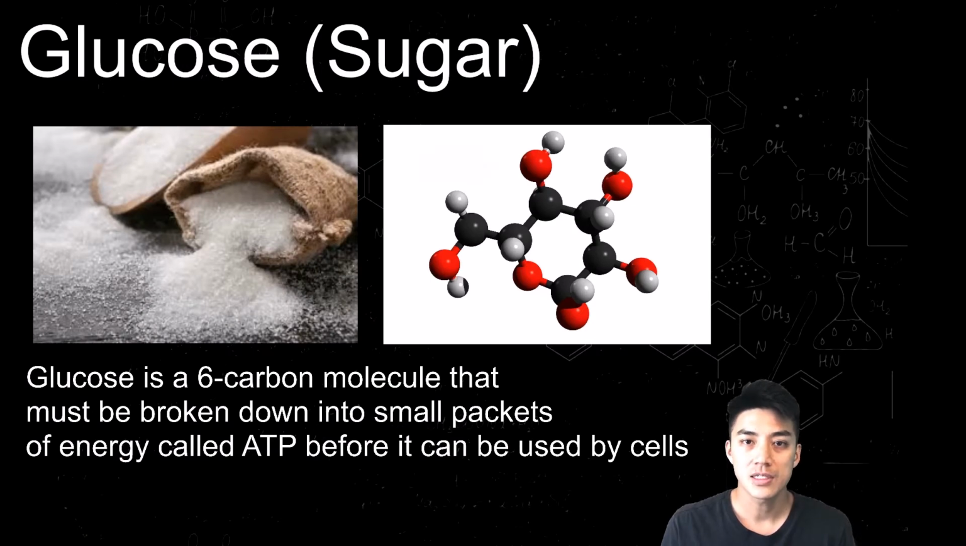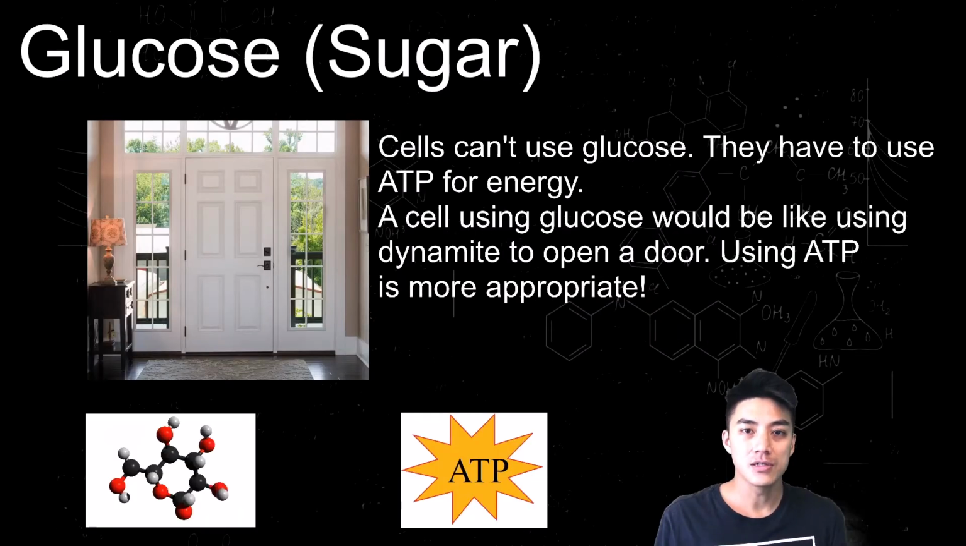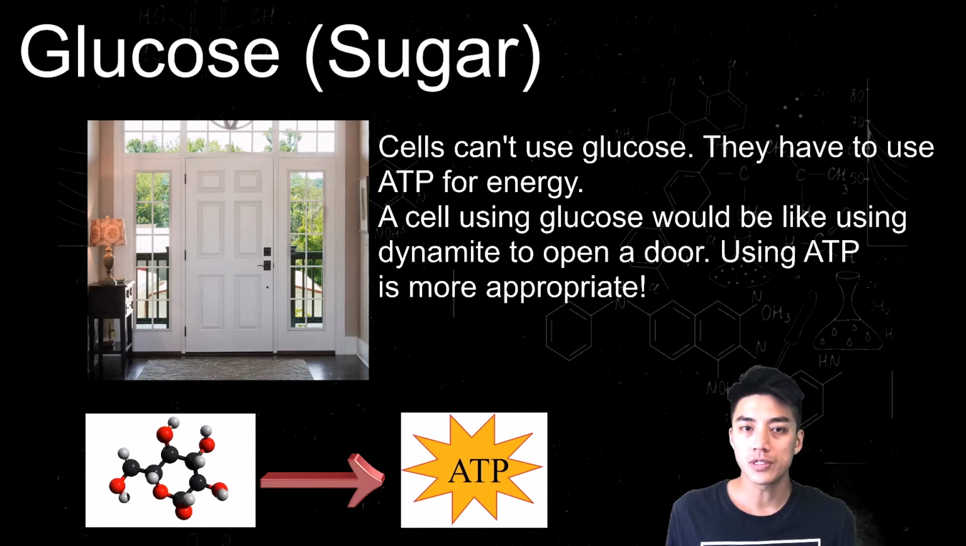Glucose is a 6-carbon molecule of sugar that must be broken down into smaller packets of energy known as ATP before it can be used by cells. Cells can't use glucose directly for energy, which is why it has to be processed and broken down into ATP, which is more appropriate for the cell to use.